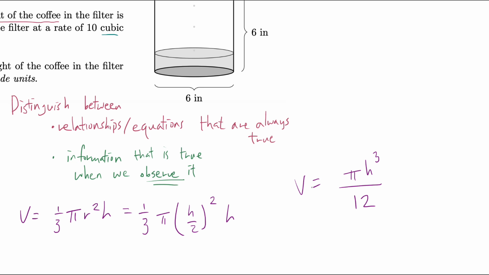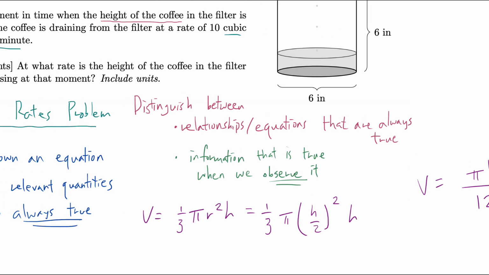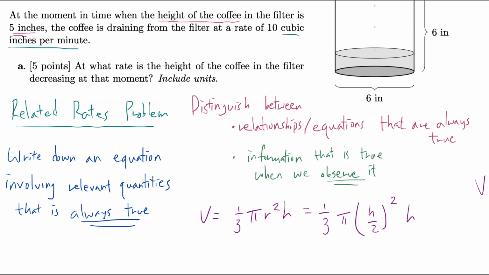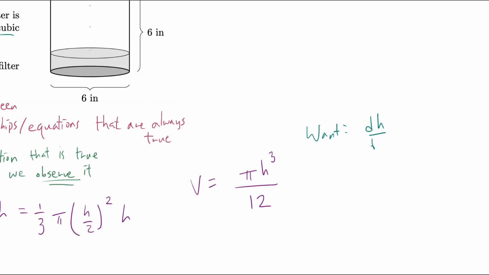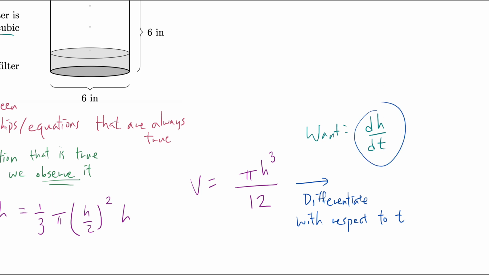And now what do we want to find? We want to find the rate at which the height is changing. So we want dH/dt. That's what we want to find. That's the rate of change of the height with respect to time. And now I'm going to differentiate both sides of this equation with respect to time, so with respect to t. And in doing so, we're going to get an expression like dH/dt out of it.